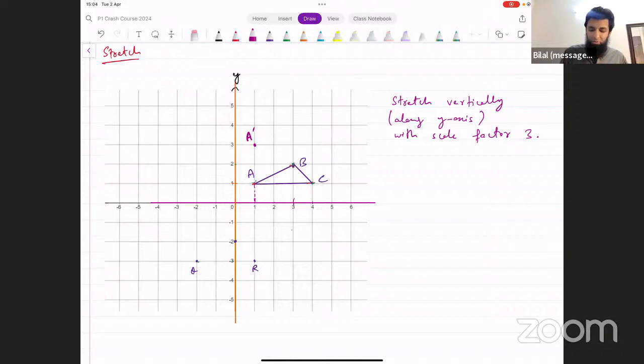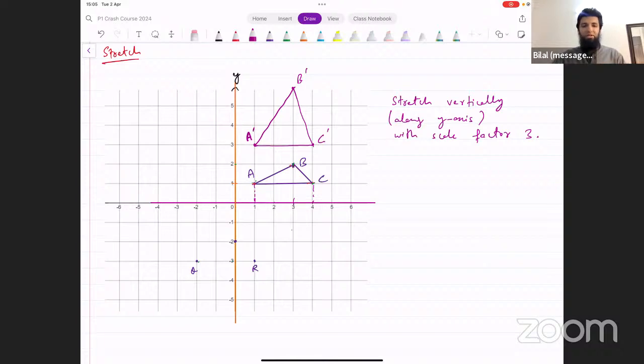What about B? Point B is 2 units away from this line. Where does this point go? 2 times 3, this point goes to 6. And B dash is going to be here. And similarly, C, this is 1 unit away from the line. This goes 3 units away now. And the point C dash is going to be here. Okay. And now this is what the stretched diagram looks like. This is the stretched triangle ABC.